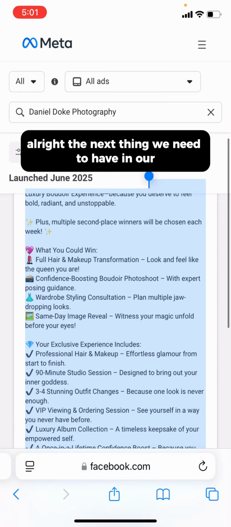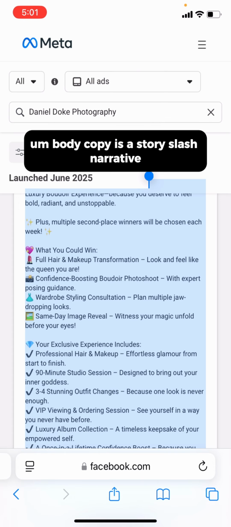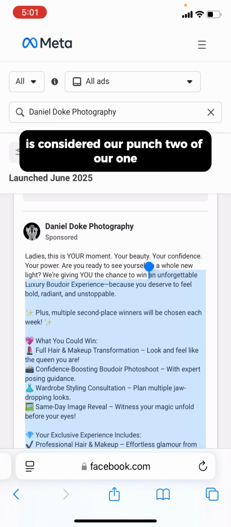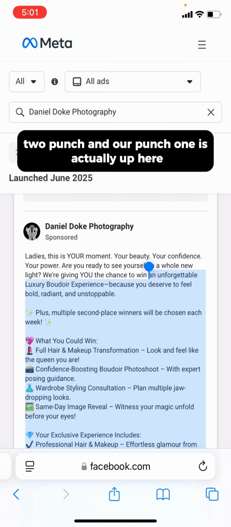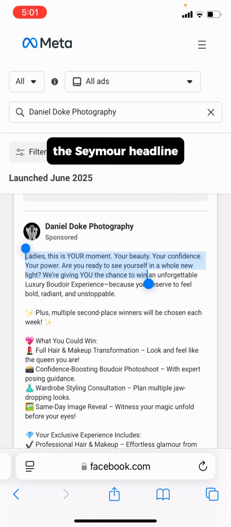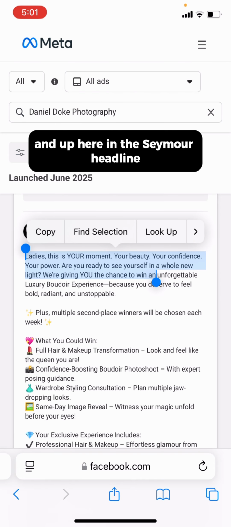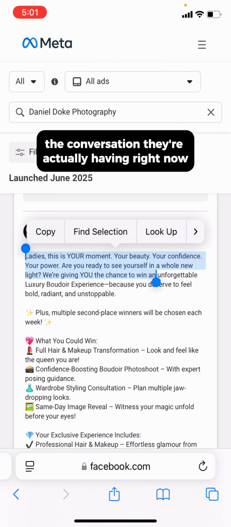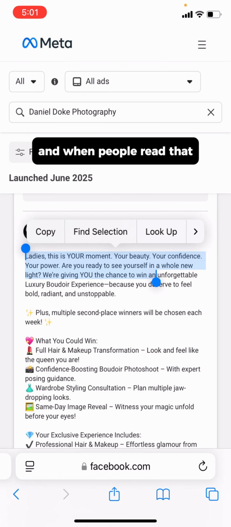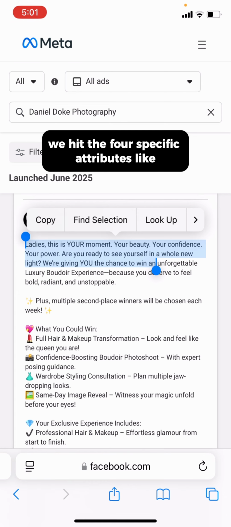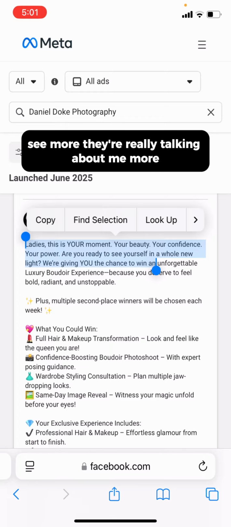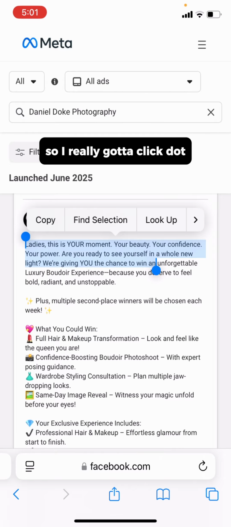All right, the next thing we need to have in our body copy is a story/narrative. Now, story/narrative is considered punch two of our 1-2 punch, and punch one is actually up here, the see more headline. Up here in the see more headline, punch one, we're meeting the women in the conversation they're actually having right now in their brain. And when people read that, we hit the 4 specific attributes. Like, oh my God, I gotta click see more. They're really talking about me more than anyone else ever in an ad that I've ever seen.